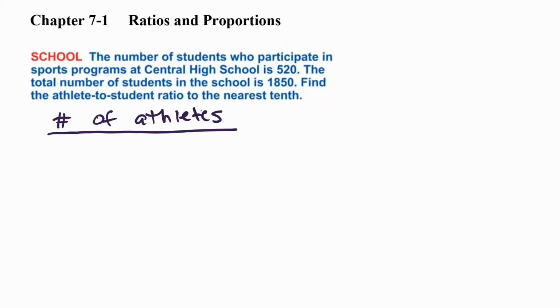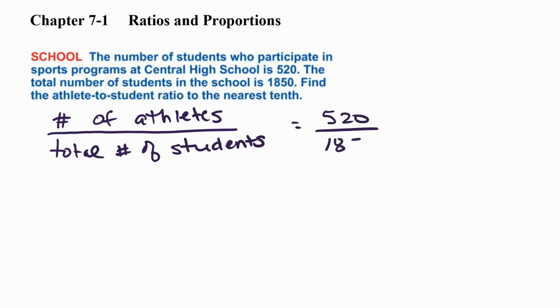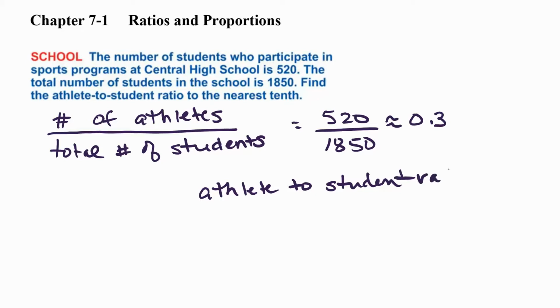and divide that by the total number of students. So that would be 520 over 1850, which is approximately 0.3. So the athlete to student ratio is 0.3.